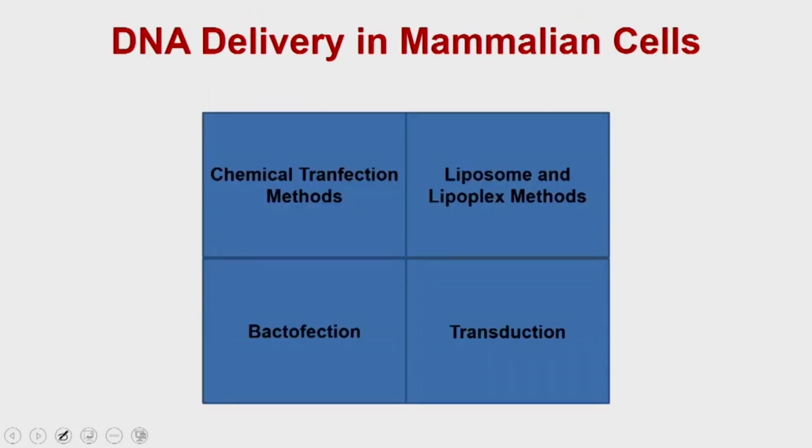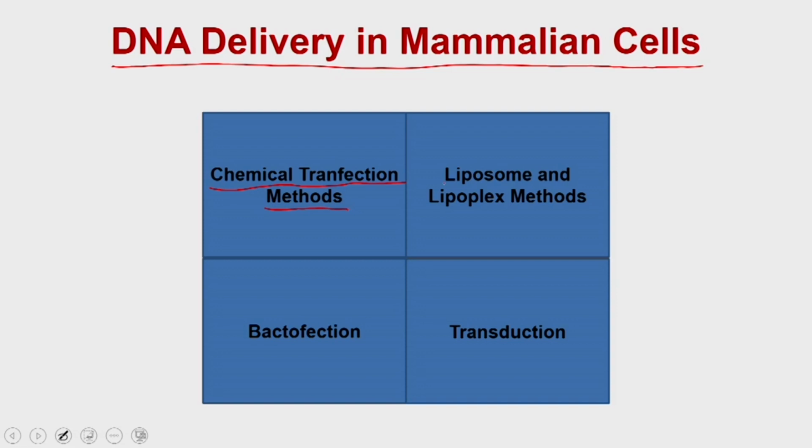For DNA delivery in the mammalian cell, people mostly utilize 4 different strategies. Strategy number 1 is called the chemical transfection methods. In the chemical transfection method, people use different types of chemicals, and these chemicals make complexes with the DNA, and as a result they are taken up by the cells.